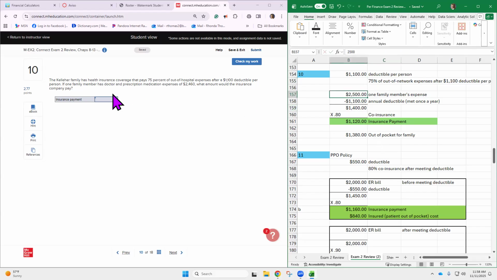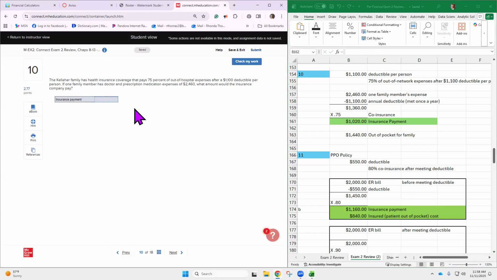So let's see. We had a family member with $2,460 worth of expenses. We subtract that annual deductible. That leaves $1,360. And we're going to take that times the co-insurance. Co-insurance means both sides pay. The insurance company will pay 75%, and the insured will pay the other part, which will be 25%.